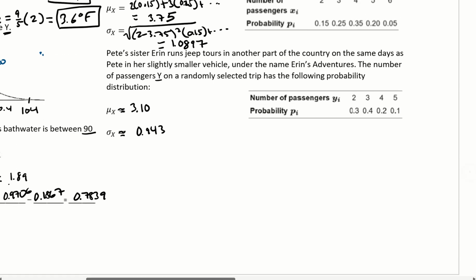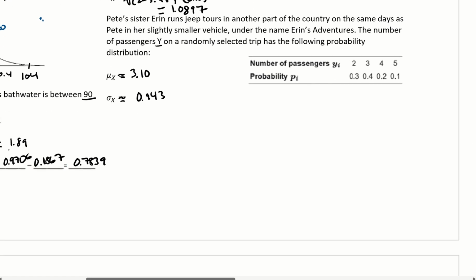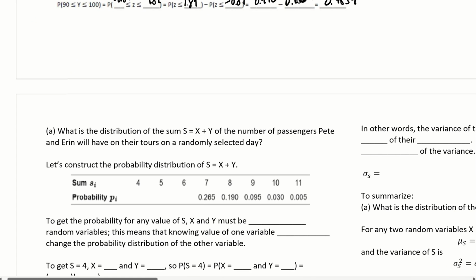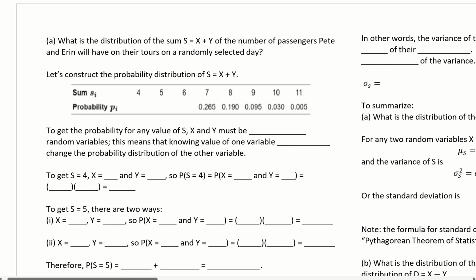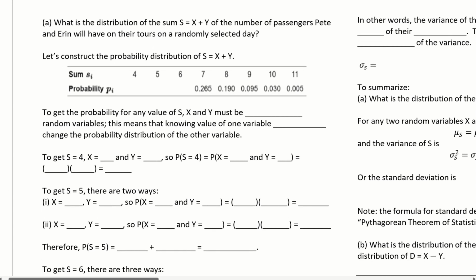Okay, so again, we do this on the calculator to get the solution. We don't necessarily have to do all these calculations, because I've shown you how to do that on the calculator. All right, so now what we're looking at is part A. What is the distribution of X plus Y? So if we combine Pete's and Erin's businesses, how many passengers will they have on average on a randomly selected day? Okay, so we're combining the results here, X plus Y. How does that affect the result?